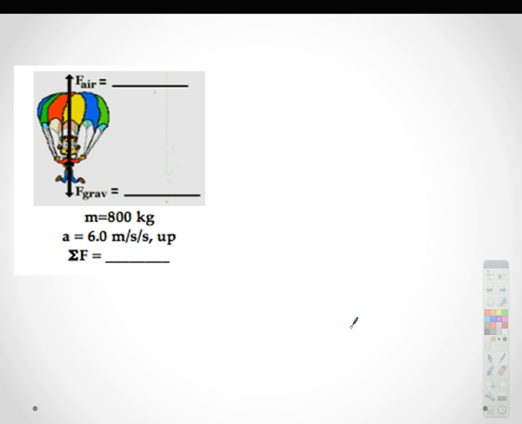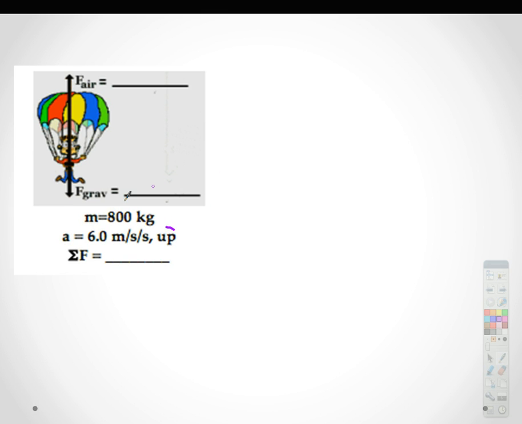Okay, so for this one, we can see that there is a person on a parachute, and the person is accelerating upwards, right? We can see from the free body diagram that the force going upwards is higher than the one going down. And also, based on the given, we can see that the object is accelerating upward.